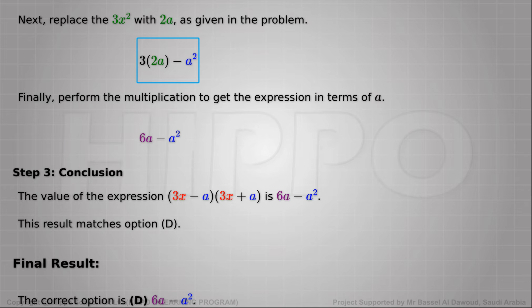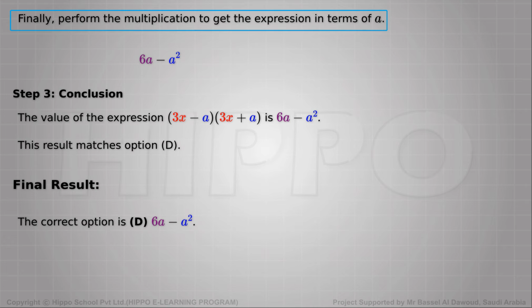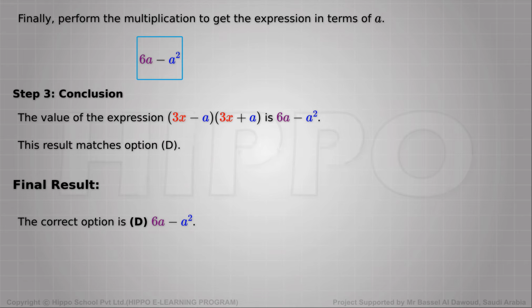We are on the final step now. Our expression is 3 times 2a minus a squared. All that's left to do is perform the multiplication. 3 times 2a gives us 6a. So our final simplified expression is 6a minus a squared.